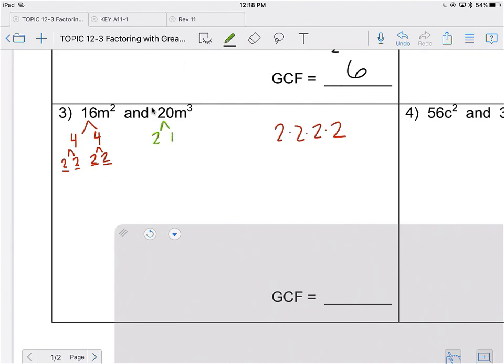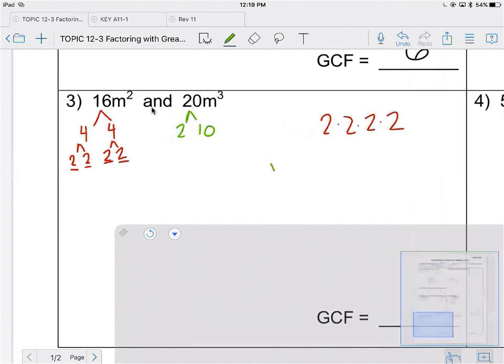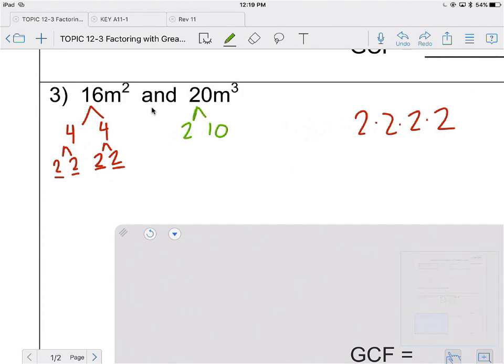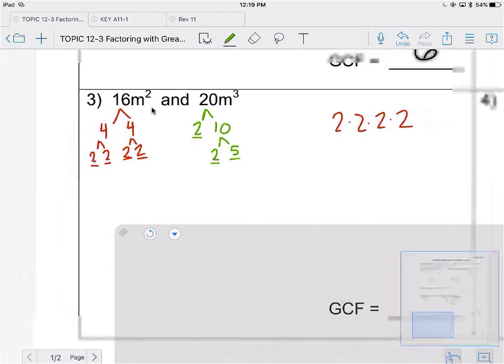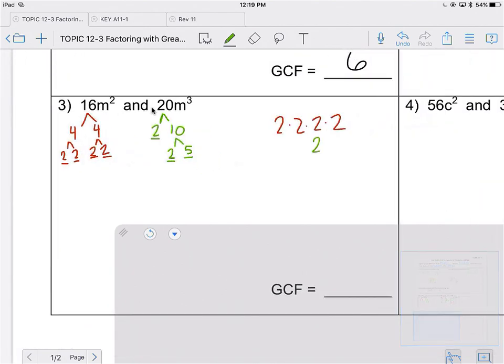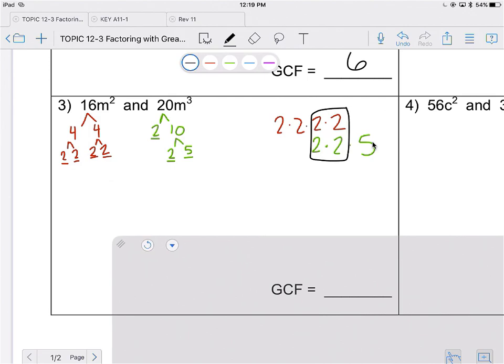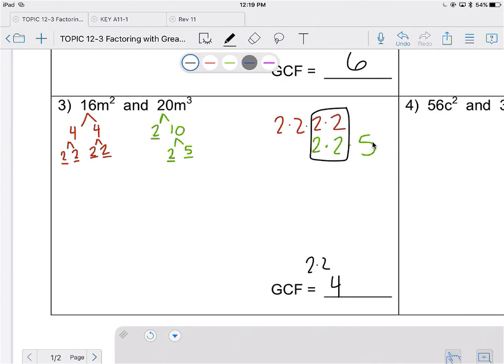20 we could break up into 2 and 10. You could also break it up into 4 and 5. Again, how you get there does not matter as long as your end results are the same. 2 cannot be broken up further. 10 could be broken up into 2 and 5, but 2 and 5 cannot be broken up further. So I rewrite my factors. 16 is 2 times 2 times 2 times 2. 20 is 2 times 2 times 5. And I can see that they share a 2 times 2. 2 times 2 is 4.